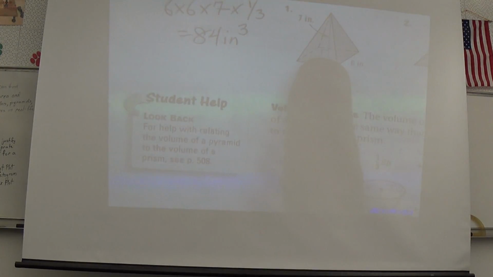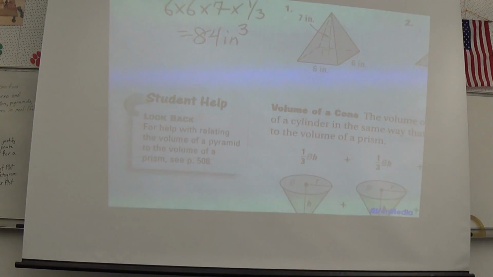Just remember, when you're looking at your pyramids, just like before, you have to determine whether they're giving you the height, which goes from the vertex to the center of the base, or the slant height, which is the height of the lateral face. The lateral face is the face that is not the base. What happens when they give you the slant height? You have to use the Pythagorean theorem to find the height.